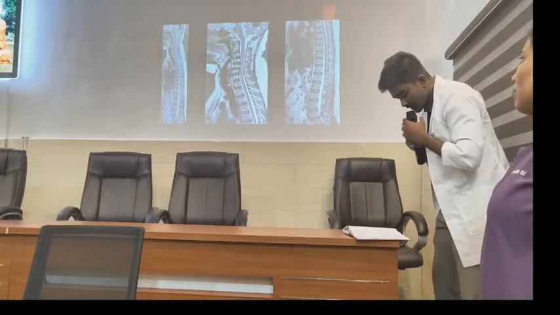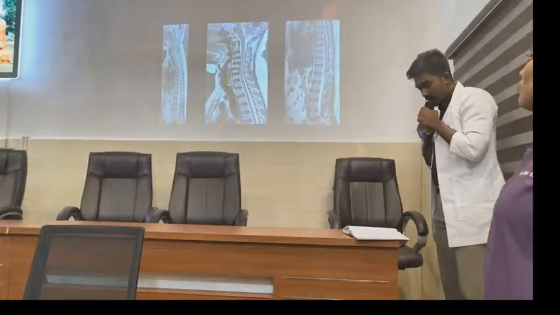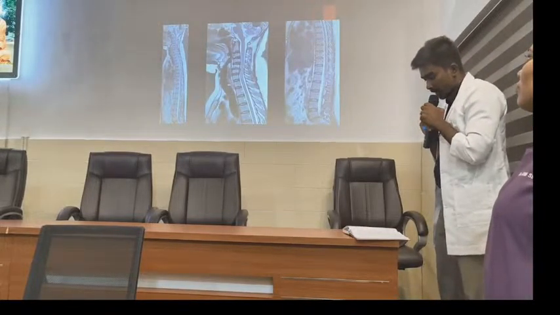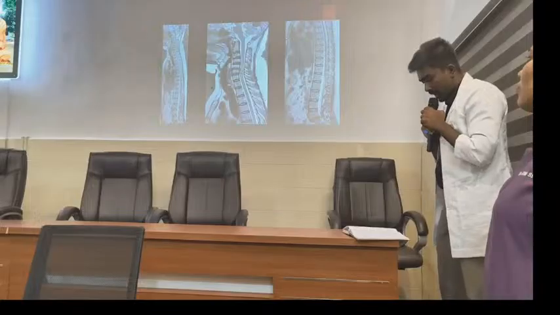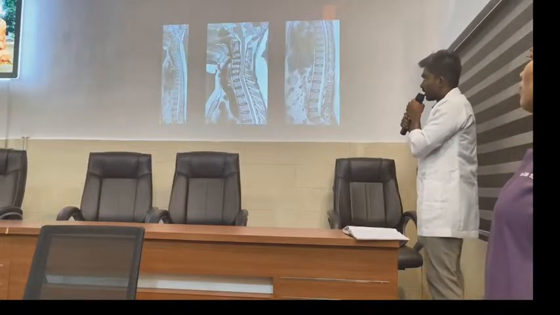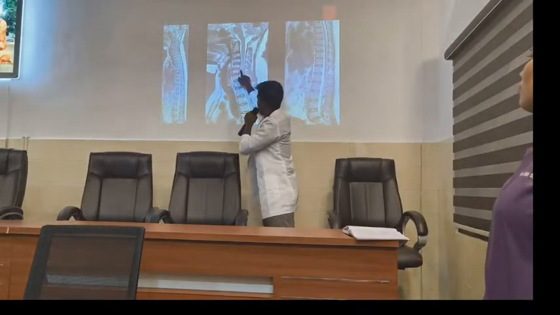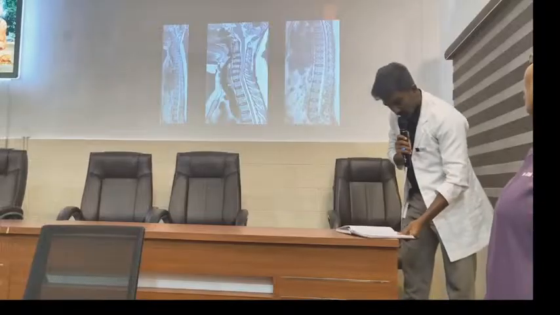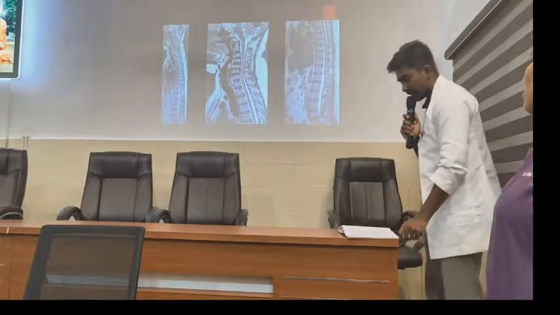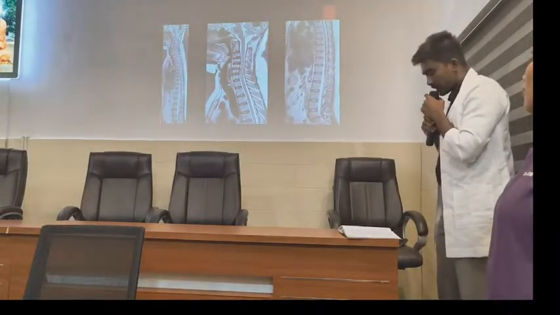Then C6 to C7: there is a prominent left paracentral to left foraminal disc protrusion with a depth of 3.5 mm. It is also evident here. So in C5, C6 and C6, C7, there are more prominent protrusions.